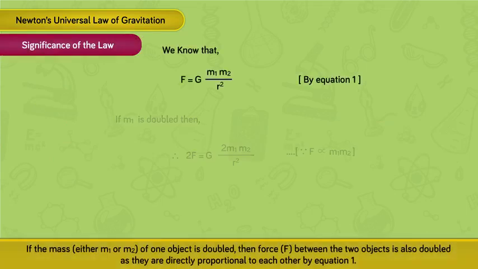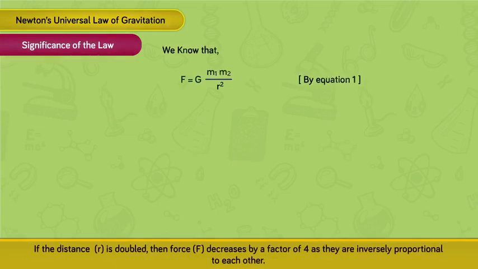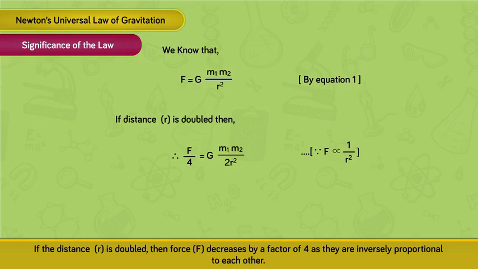Significance of the law. Number 1. If the mass, either m1 or m2, of one object is doubled, then the force F between the two objects is also doubled, as they are directly proportional to each other by equation 1. Number 2. If the distance r is doubled, then force F decreases by a factor of 4, as they are inversely proportional to each other.